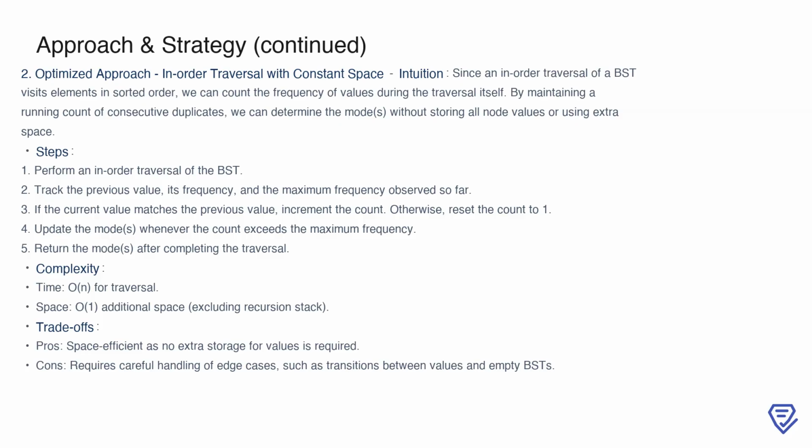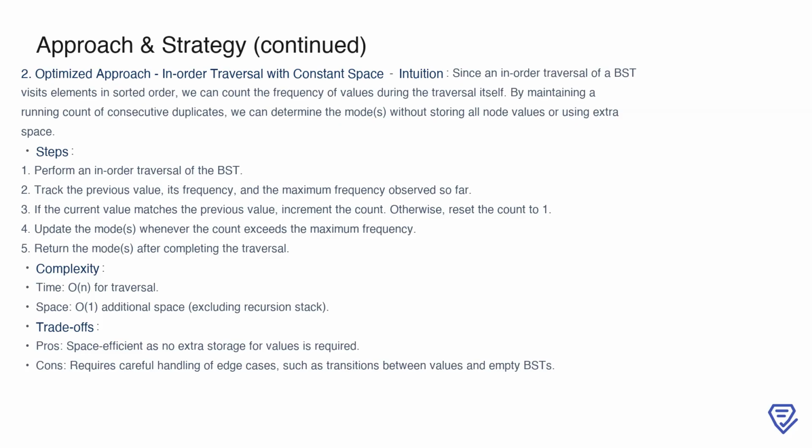As we traverse the tree, we keep track of the previous value we visited, its frequency, and the maximum frequency observed so far. If the current value matches the previous value, we simply increment the count; otherwise, we reset the count to 1 for the new value. Whenever the count exceeds the maximum frequency, we update the modes. By the end of the traversal, we'll have identified the modes without needing to store all node values.